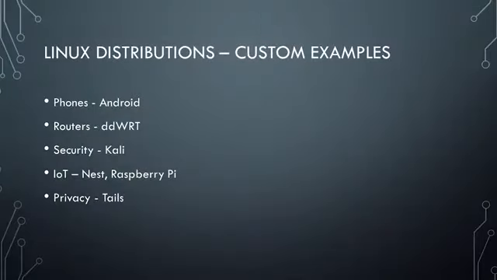So custom examples of Linux distributions: Android for your phones, routers, DD-WRT. For security, we have Kali Linux. For the Internet of Things, Nest, Raspberry Pi, and for privacy, Tails Linux, for example.